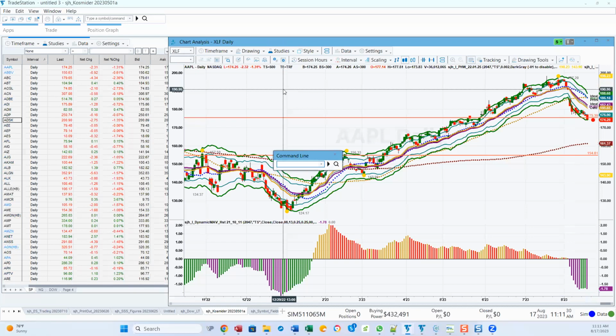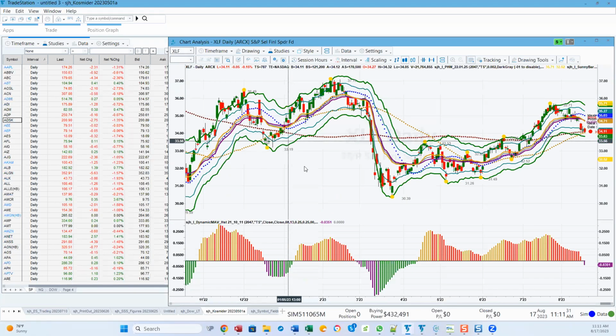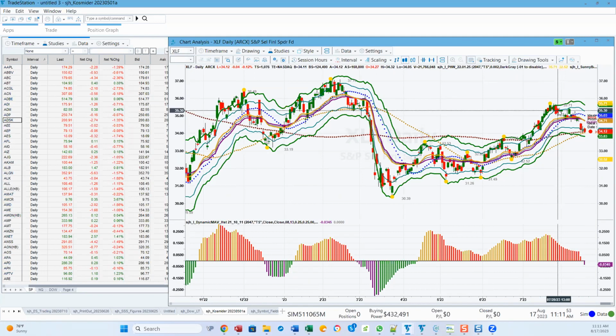XLF, what is XLF? On this one, we're down below the 21-day moving average. We're touching both the 200 and the 55-day moving averages. And you can see that the sell signal in this one was right over here with the confirmation on the next bar. So that was the short signal, and we're down from there.